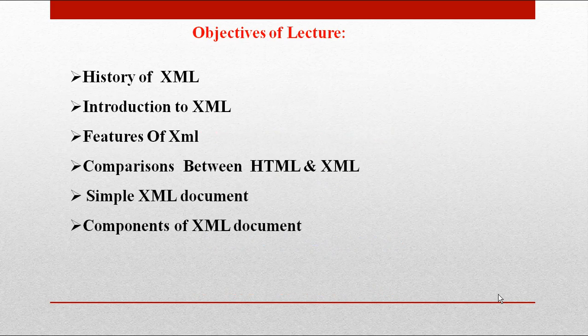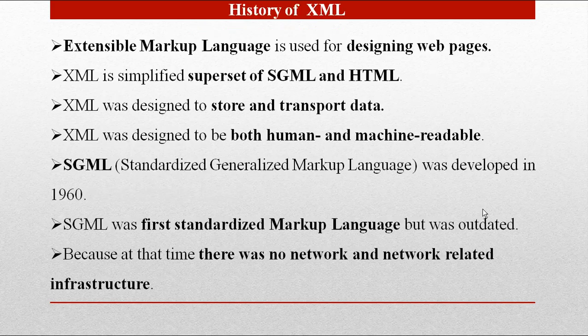So let us discuss the objective of this lecture. First, we will discuss the history of XML, then the introduction to XML, then the different features of XML. Then we will compare HTML and XML, the differences. After that, the simple XML document and its structure. There are actually two types of document, physical and logical. We will discuss the details in that section. The last one is the components of an XML document. What are the different components of the XML document?